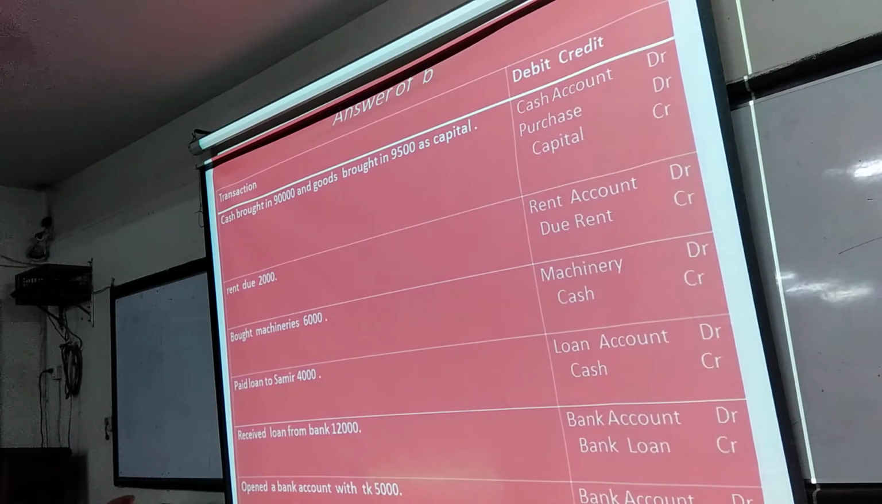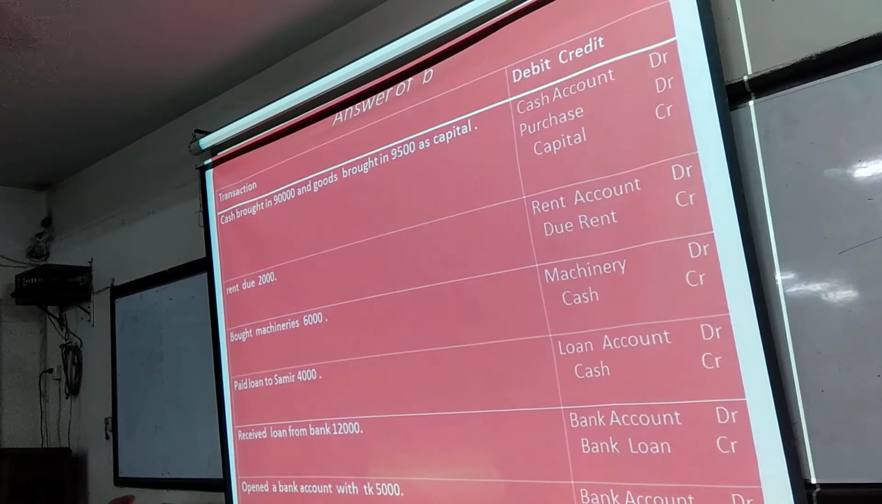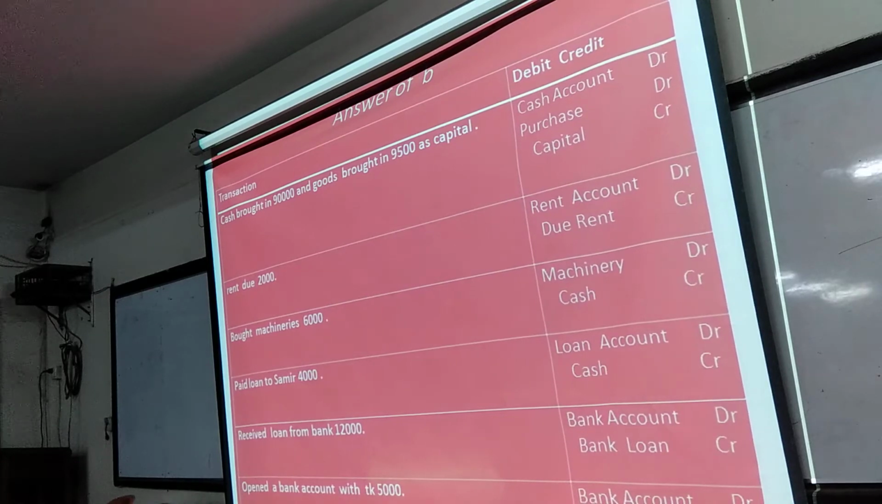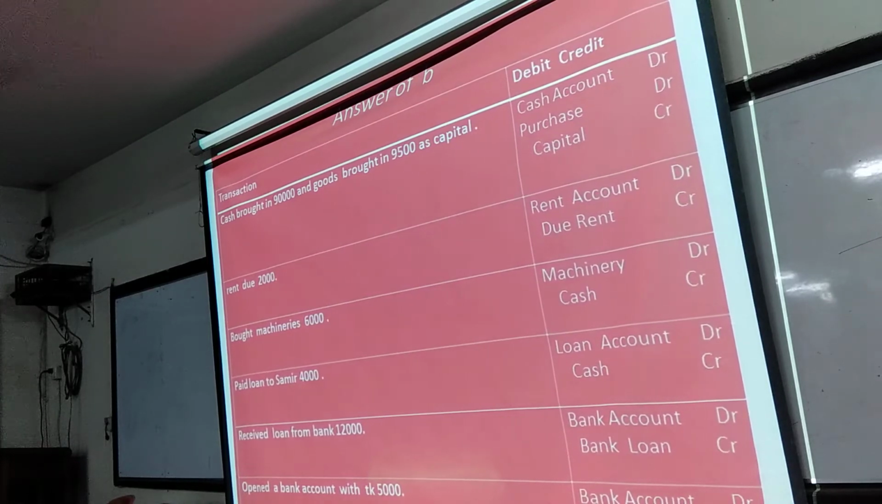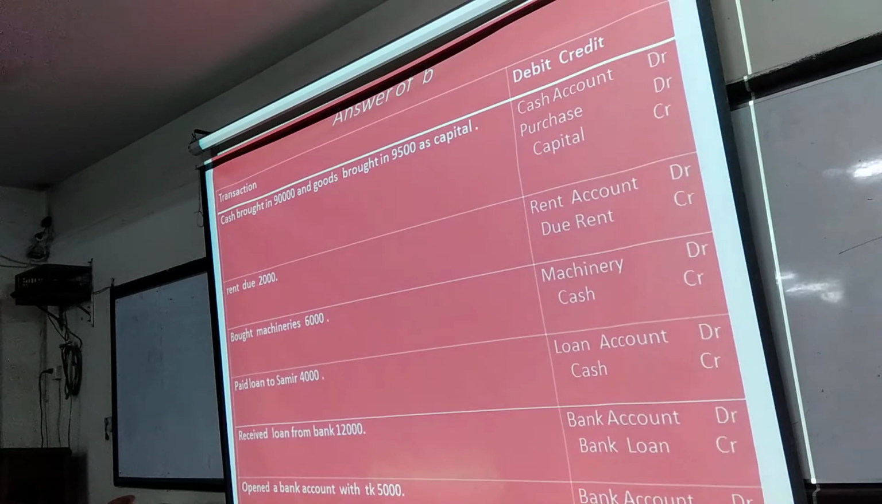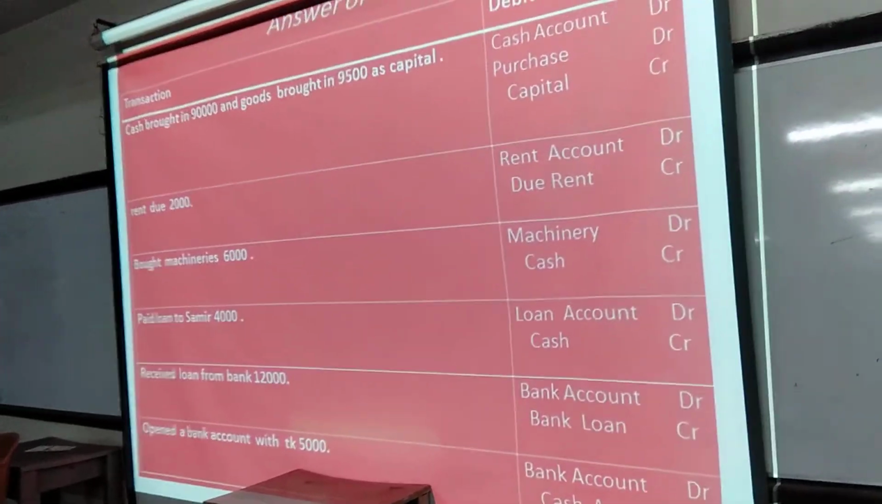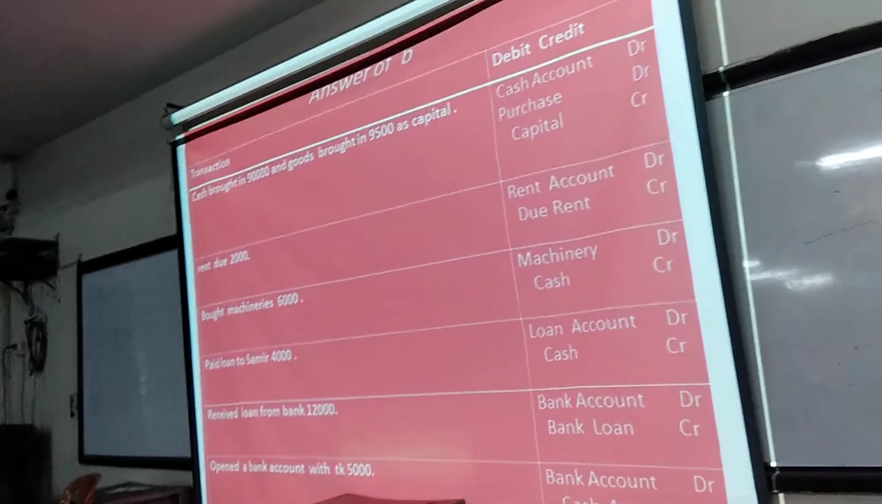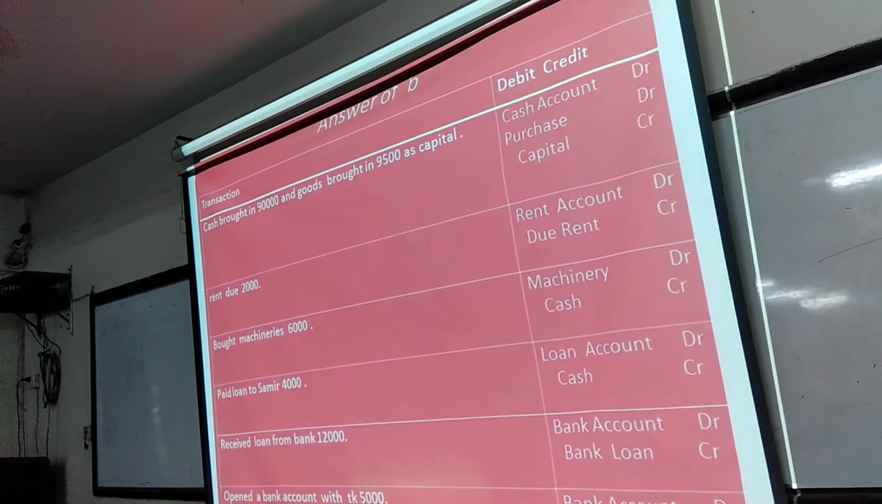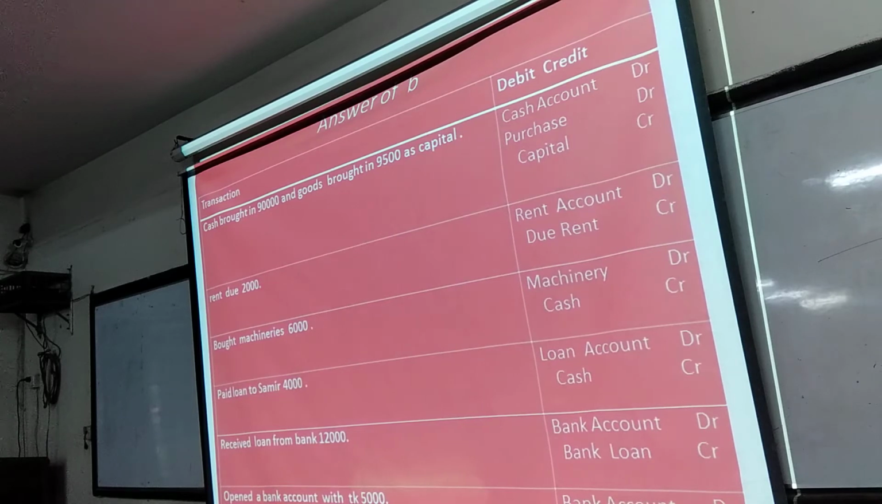As a result, cash account will be debited. For goods brought in, purchase account will be debited. And what is brought in at the beginning is known as capital. As a result, total capital will be how much? 99,500.